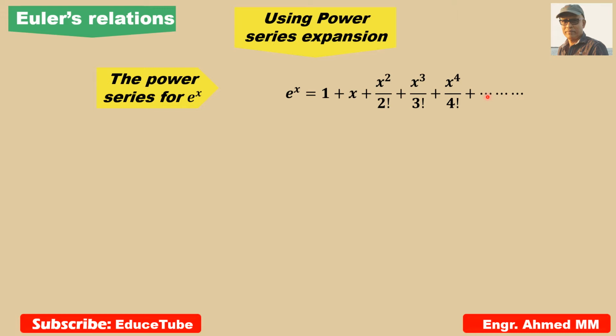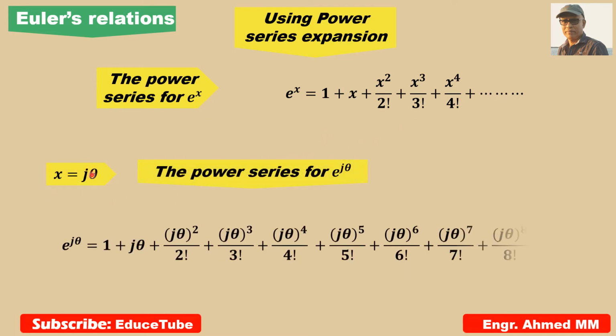Now in this e to the power x, we replace x with j theta. So of course e to the power x will take the form e to the power j theta. So the series will change: in place of x, we have to put j theta. So it takes this form of series.